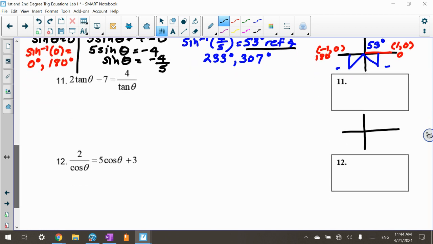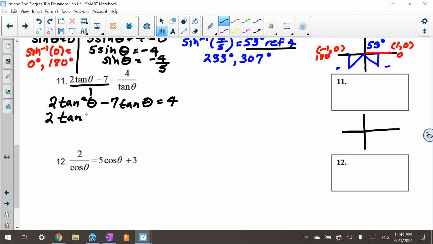All right, here's number 11. So when I look at this one right here, I say I'm going to cross multiply and see if I can get this in a different form. So I've got 2 tangent squared theta minus 7 tangent theta. I just kind of multiplied them both by tan theta, equals 4. Now I see it's a quadratic, so I'm going to move everything over to one side, put it equal to 0 so I can solve it. Minus 4 equals 0.